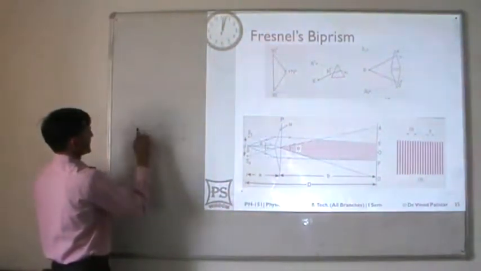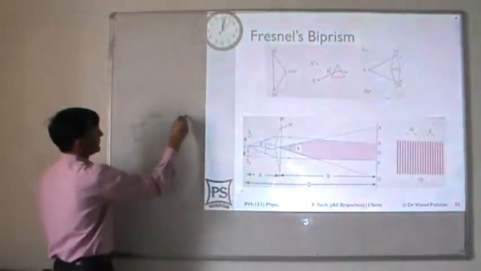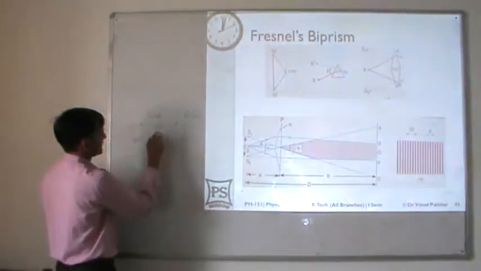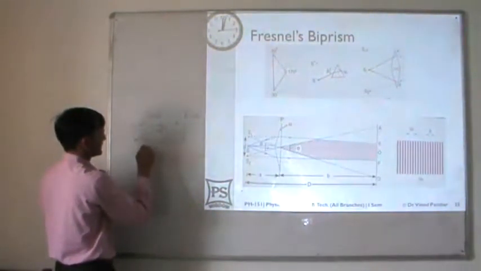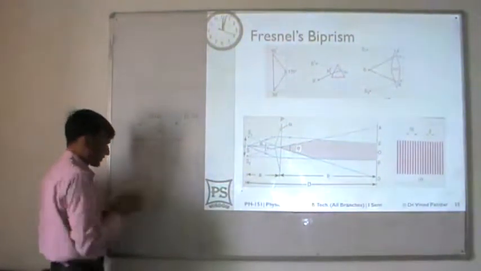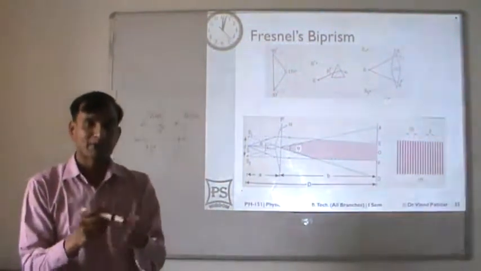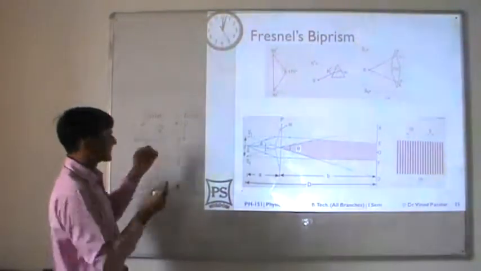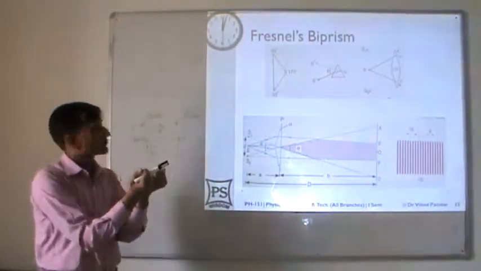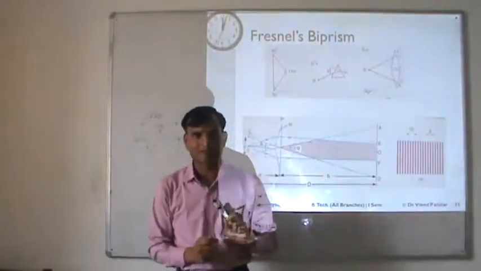So you just polish this surface, and this remains here. So this becomes 179 degrees, and this becomes half a degree. Or you can consider this as two separate prisms kept in such a way that their bases are together. So this can be considered as two independent prisms.